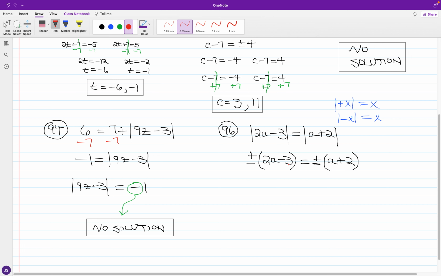But the only thing I need is just a couple of equations. I need a pairing where both expressions are positive, and a pairing where one expression is positive and the other is negative. So I'm going to keep 2a minus 3 on the positive side.